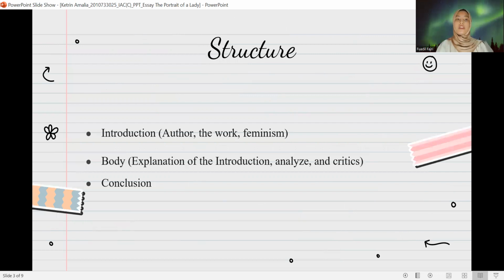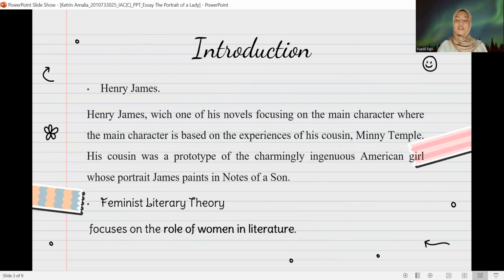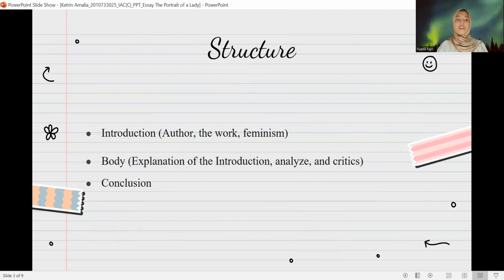And the structure: the first one is the introduction, which includes the author, the work, and an introduction of feminism. The second one is the body, with explanation of the introduction, analysis, and critics. And the last one is the conclusion.